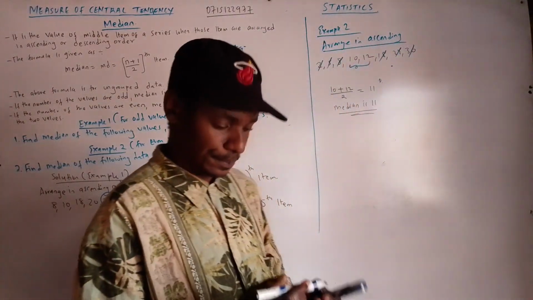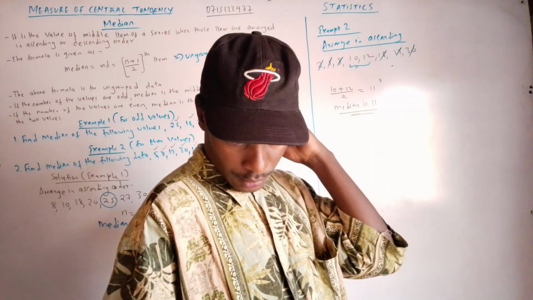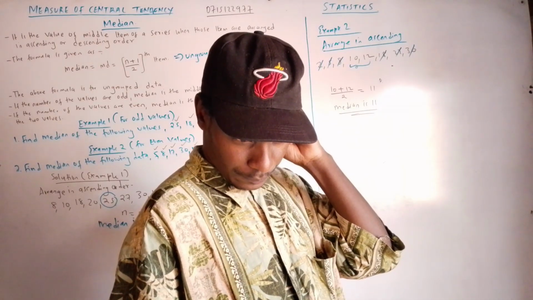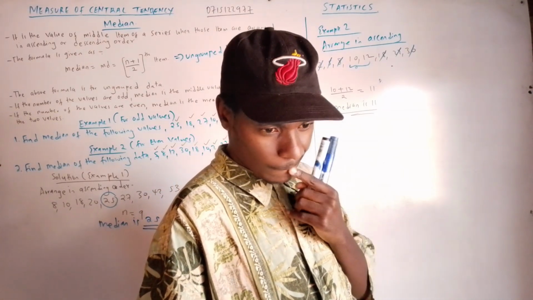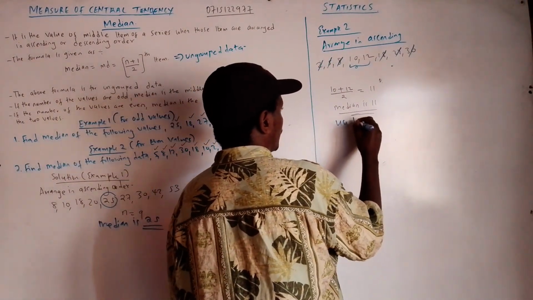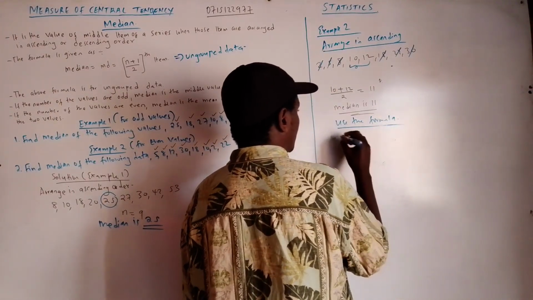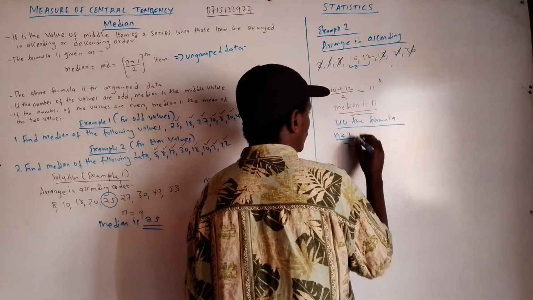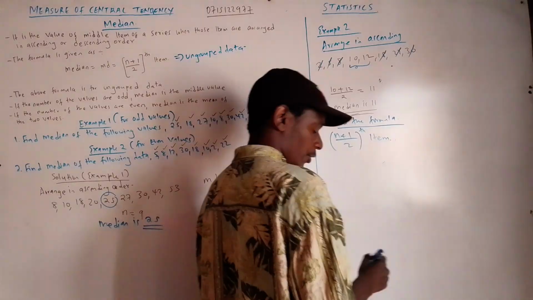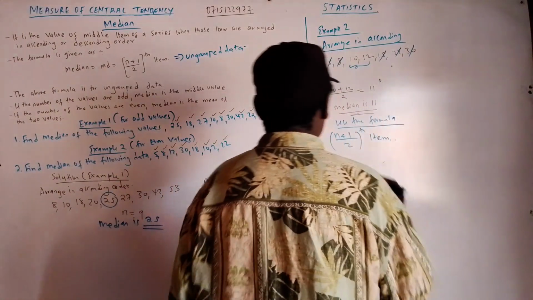Or you can use the formula. We can also use the formula. Let us see if you use the formula. So remember, it is n plus 1 over 2, the nth item.